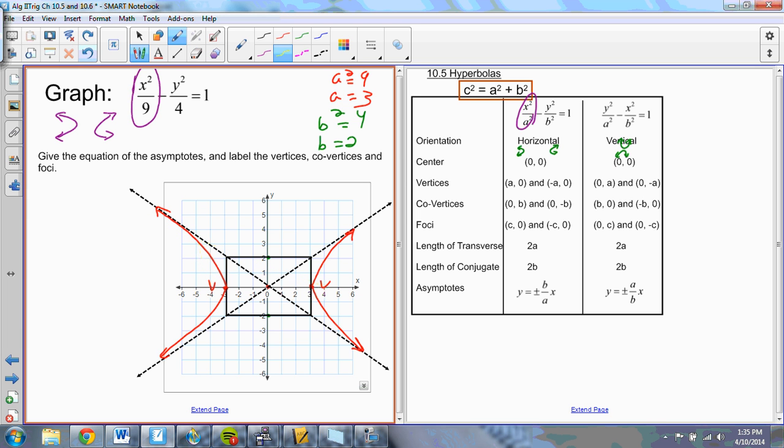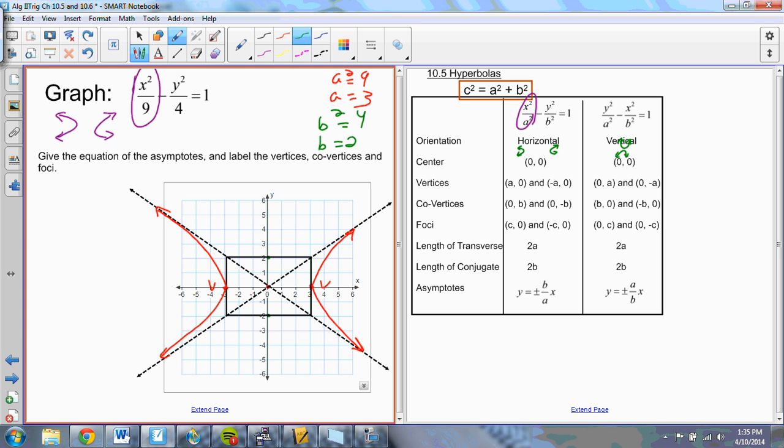I guess my question was, when it's horizontal like that, it's always going to be on the x-axis. It won't move up and down at all. Correct. And when it's vertical, it's only going to be on the y-axis. It can move side to side, but we're not going to. I'm always going to have our center be here, always at the origin.